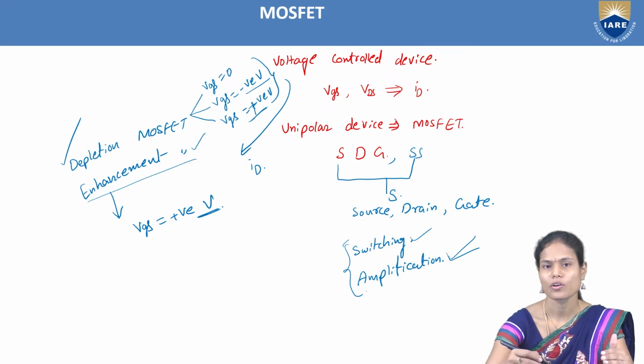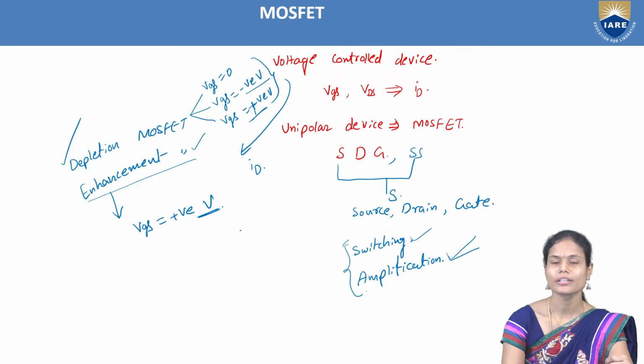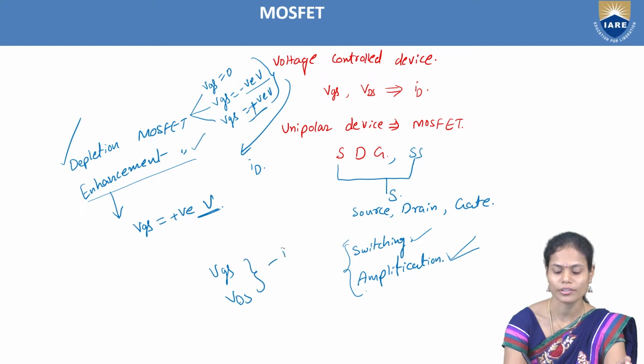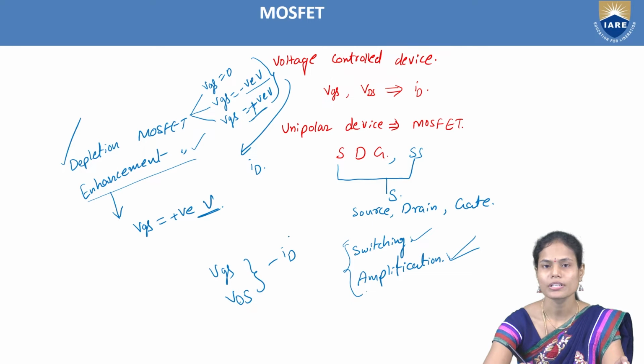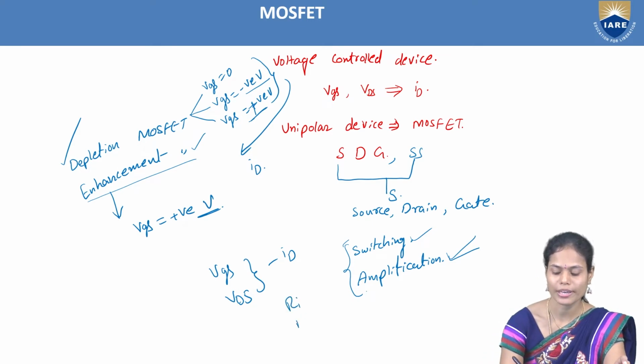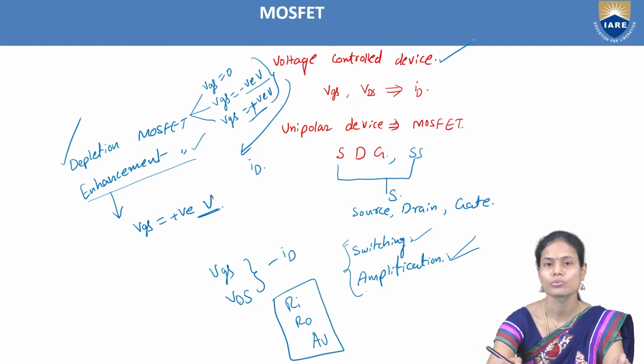So in the last session, we have seen the operation and VI characteristics of depletion type as well as enhancement type MOSFETs. And we have also seen how to calculate the parameters of the MOSFET: input impedance, output impedance, as well as voltage gain. All those parameters we derived in the last class. In the case of MOSFET, we are not going to calculate the current gain. Why? Because we don't get any input current in the case of MOSFET. If you provide the VGS and VDS voltages, only the corresponding drain current we can expect from the MOSFET. So that's why we are calculating only input impedance, output impedance, as well as voltage gain. Because of this, we can say it is a voltage controlled device, not a current controlled device.